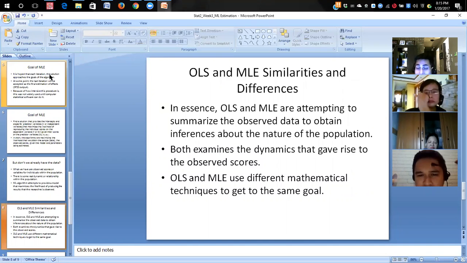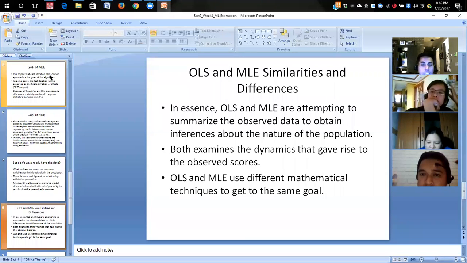In essence, last week we covered OLS. OLS and maximum likelihood estimation are attempting to summarize the observed data to obtain inferences about the nature of the population. And this nature is the dynamic. This nature is the relationship of those variables in our sample that will represent the population.